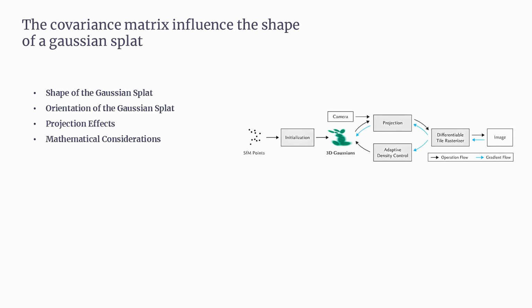In summary, the covariance matrix is fundamental to shaping and orienting Gaussian splats in 3D Gaussian splatting. It determines not only how these splats appear in three-dimensional space, but also how they project onto two-dimensional planes during rendering. By manipulating this matrix, one can achieve a wide variety of shapes and orientations, enhancing the accuracy and realism of rendered scenes.